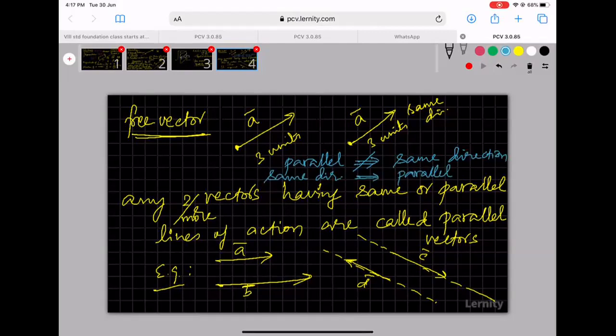So if two vectors are in opposite directions, they are parallel vectors. If two vectors are in the same direction, they are parallel vectors. If two vectors are parallel, that does not mean that they are in the same direction. They could be in the opposite direction also. Understood? So that is about parallel vectors. Parallel vectors are those which have parallel lines of action.